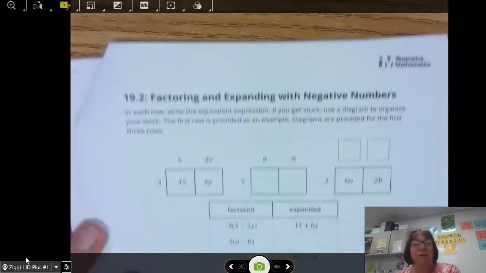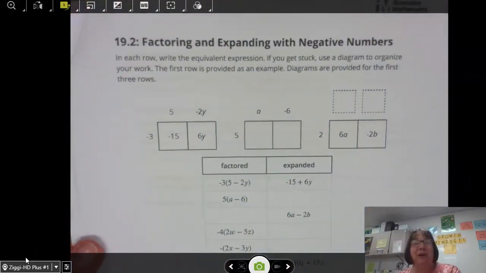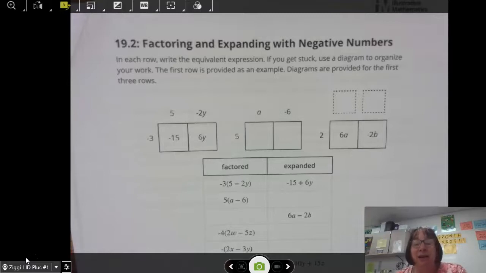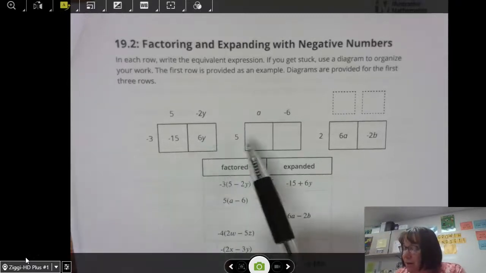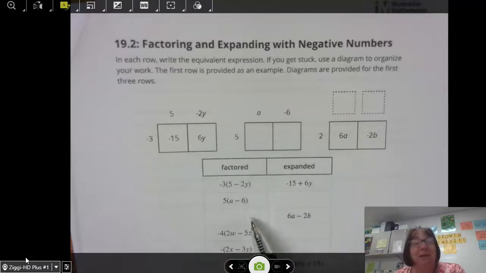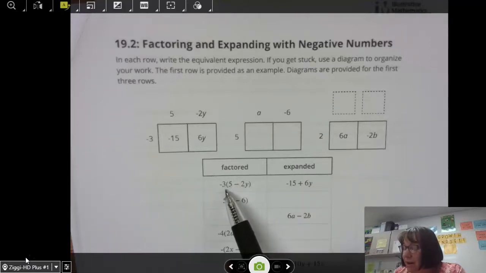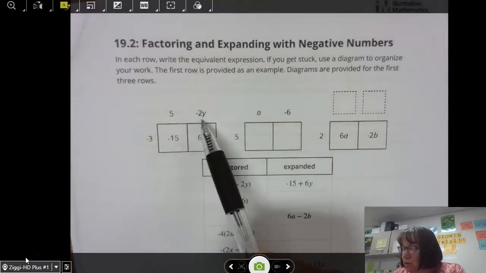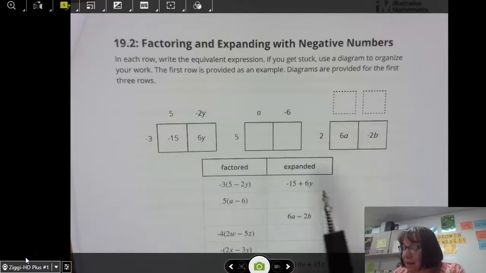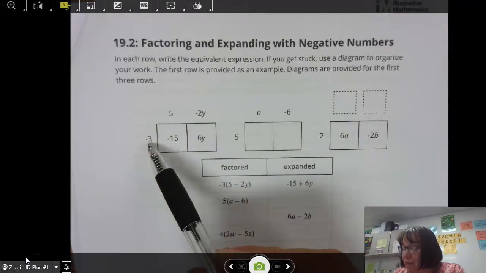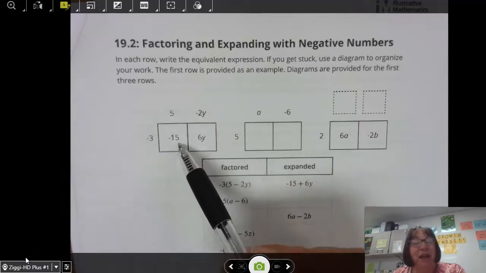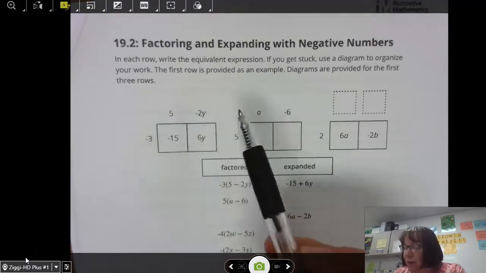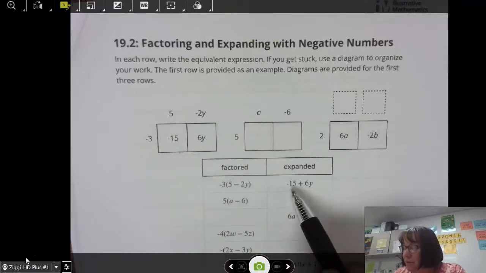So if you turn to the next activity, 19.2, we are factoring and expanding with negative numbers. So using those area models again, we are given 3 area models for the first 3 problems, and it shows you how to set them up. So factored, I know that -3 times 5 minus 2y are the 2 terms in the parentheses. If I expand it and multiply that out, I would have -3 times 5 or -15, and -3 times a -2y would be a positive 6y, so -15 plus 6y.